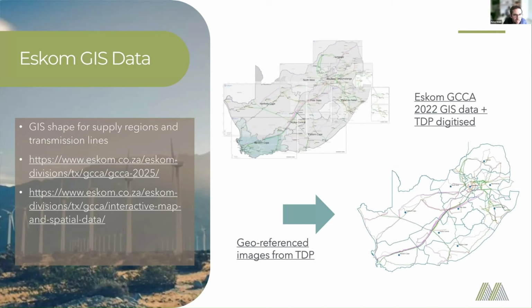We presented this last week, but here is a quick recap of what is available in the model. We have GIS data from one of the past GCCAs, I think up till about 2018, and then we have the TDP, the actual maps that are produced. Unfortunately, we don't have the new GIS data. So what we've done is geo-reference the images as best we can and trace them out in GIS data, so we capture the new 765 corridors and 400 kV investments.